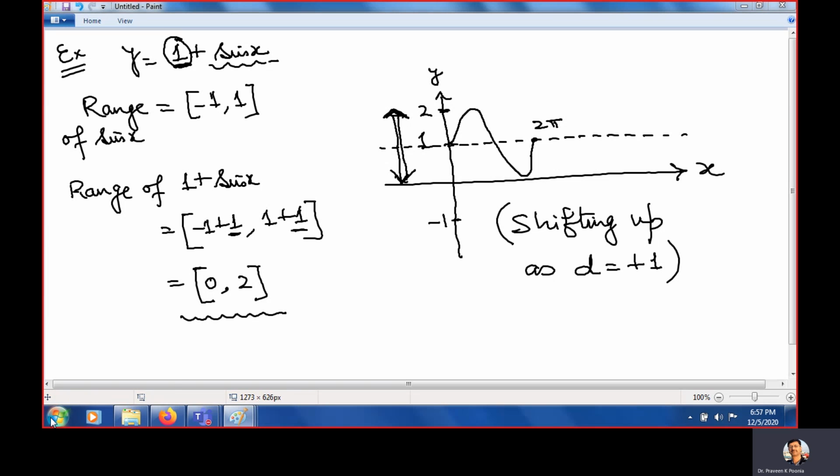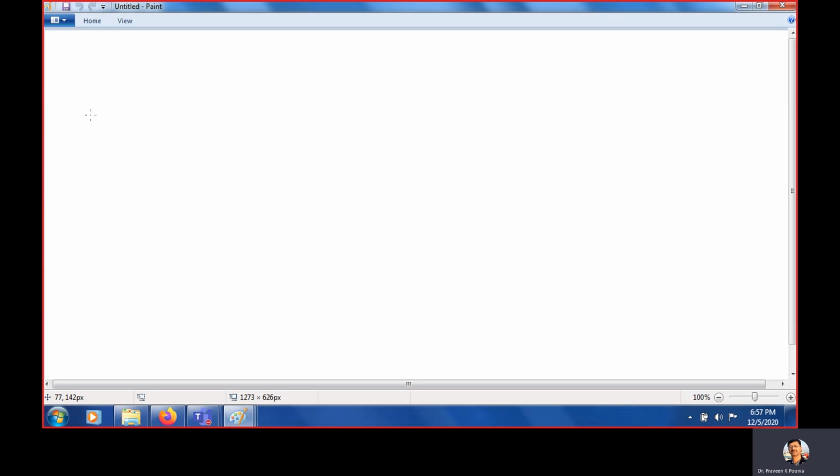And if D is negative, let us take one negative question. Here, 2 is positive. There is no minus 2. Oh, minus 2. Okay, no problem. We will take one question. This example is y is equal to sine x minus 2. This is not x minus 2. This is sine x minus 2.